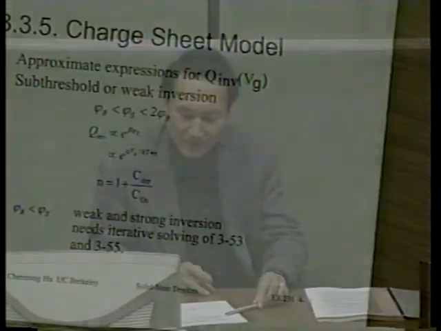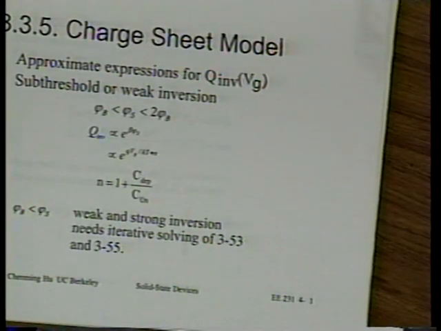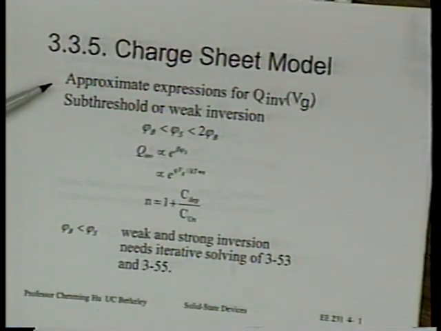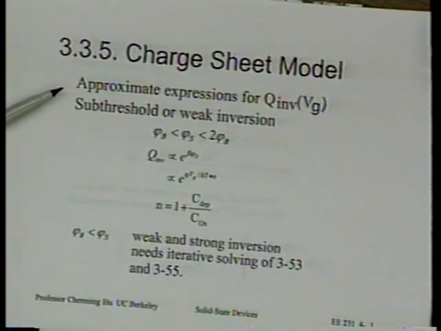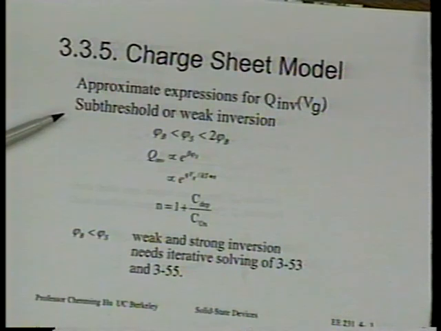I'll start by reviewing what we talked about last time. We discussed the topic of the charge sheet model. Its purpose is to find an approximate expression for Q inversion as a function of Vg. I will not review any of the equations that we presented last time. Even the approximate expressions are still fairly long, and it's unlikely that you will use them for hand calculation, with one exception, that is in the subthreshold or weak inversion region.